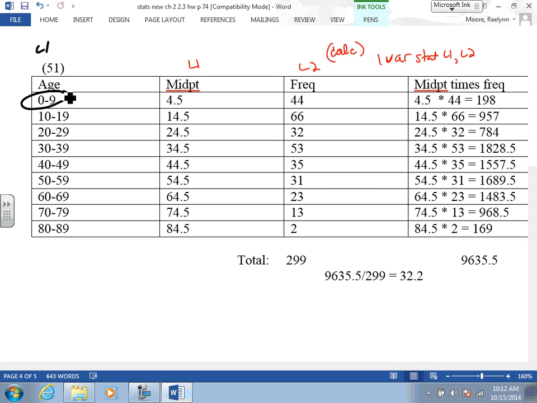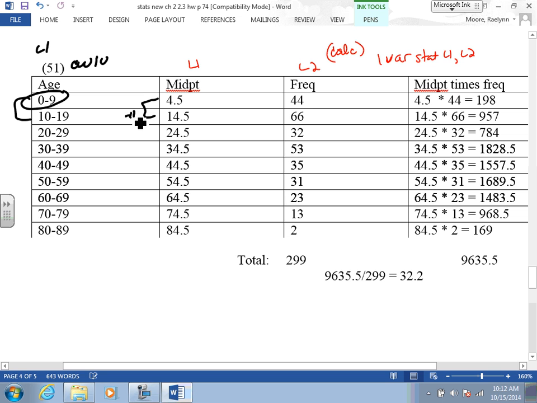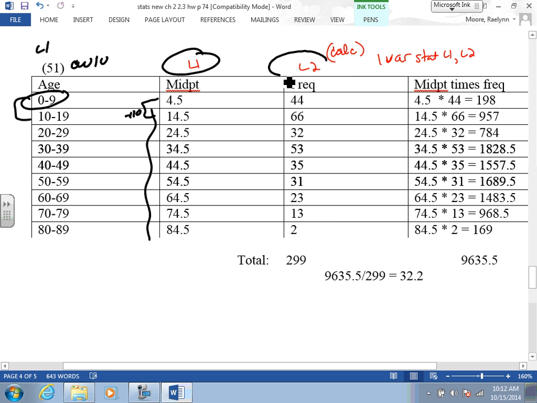Don't we use your midpoint on your graph to represent the middle of that group? So we find your midpoint. Find your class width. What's your class width in this? 10. 10 minus 0, 10. So find one midpoint and add 10 all the way down. There's your midpoints. So this is your L1 and this is your L2.